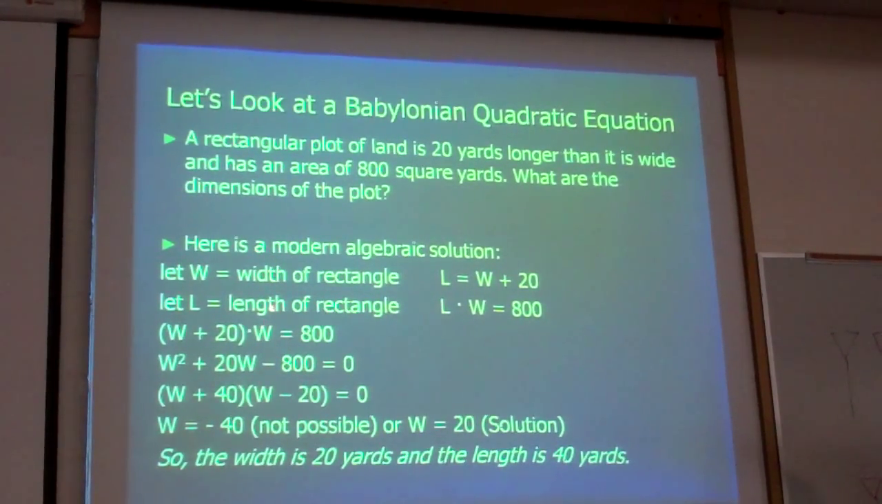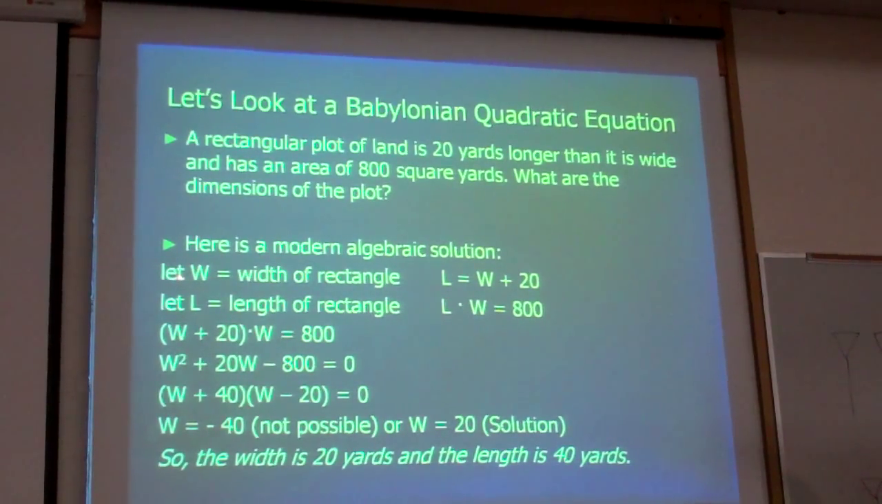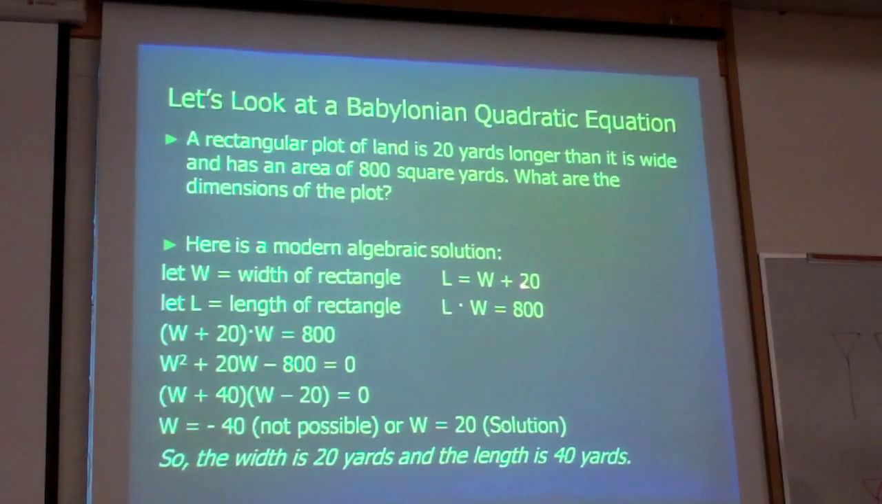So I was going to pop these up one by one. But here's the analysis. What we would do today, the modern solution, would say, let W be the width of the rectangle and let L be the length. So the length is 20 greater than the width.